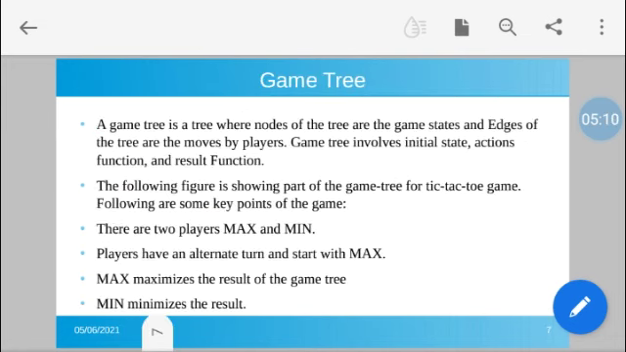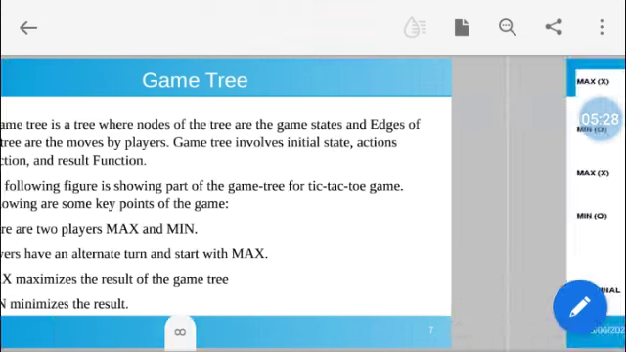Now there is one more concept known as a game tree. So what is a game tree? A game tree is a tree where the nodes are the states of the game, and the edges act as the moves that the player has taken. So the game tree involves an initial state, an action function and a result function. Here is one example of a game tree.